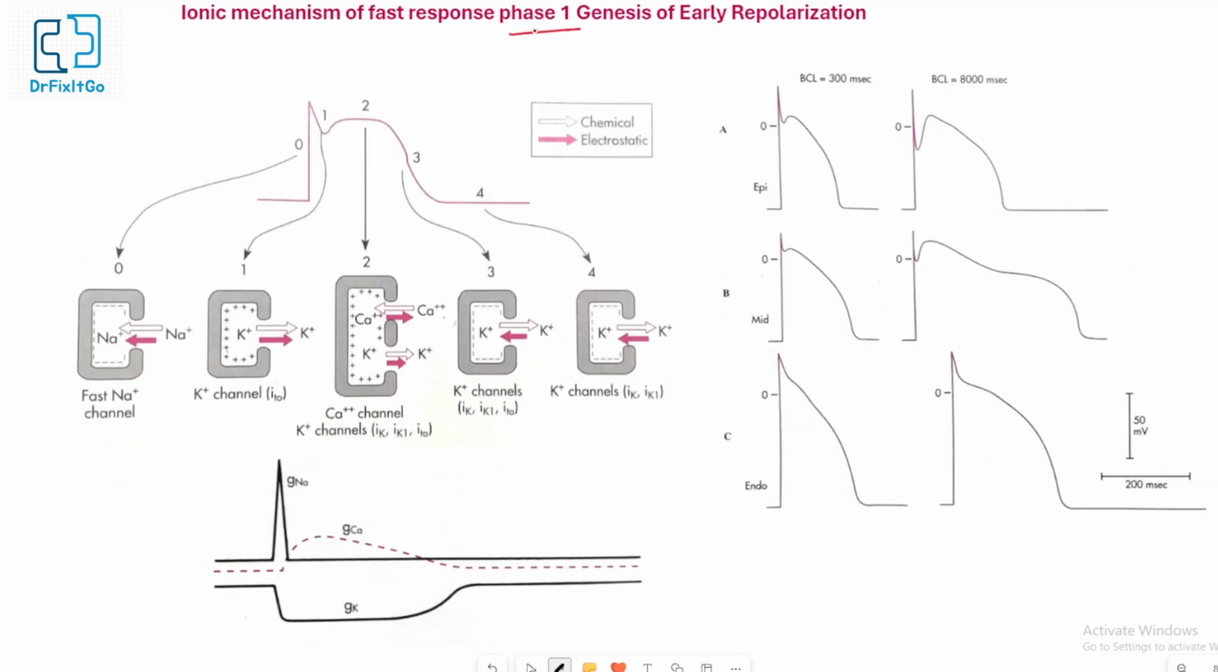Let's go on to phase 1, the genesis of early repolarization of the fast response. In many cardiac cells that have a prominent plateau, phase 1 constitutes an early brief period of limited repolarization. This brief repolarization is represented by a notch between the end of the upstroke and the beginning of the plateau.